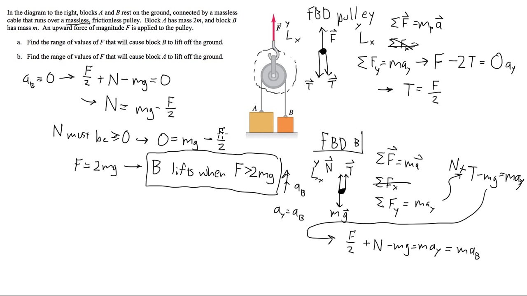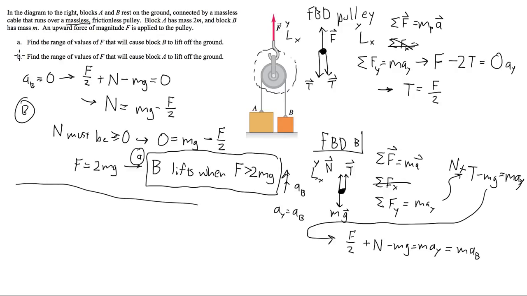And if you do the same analysis for block A, the interesting thing is that you then get this 2 down here, right? Because you've got twice the weight, and you've got 2 over there. So this is for block B, which is part A. I didn't deliberately make it backwards, but it turns out I made it backwards. So the range of values that cause block B to lift off the ground is part A. Totally backwards, sorry.